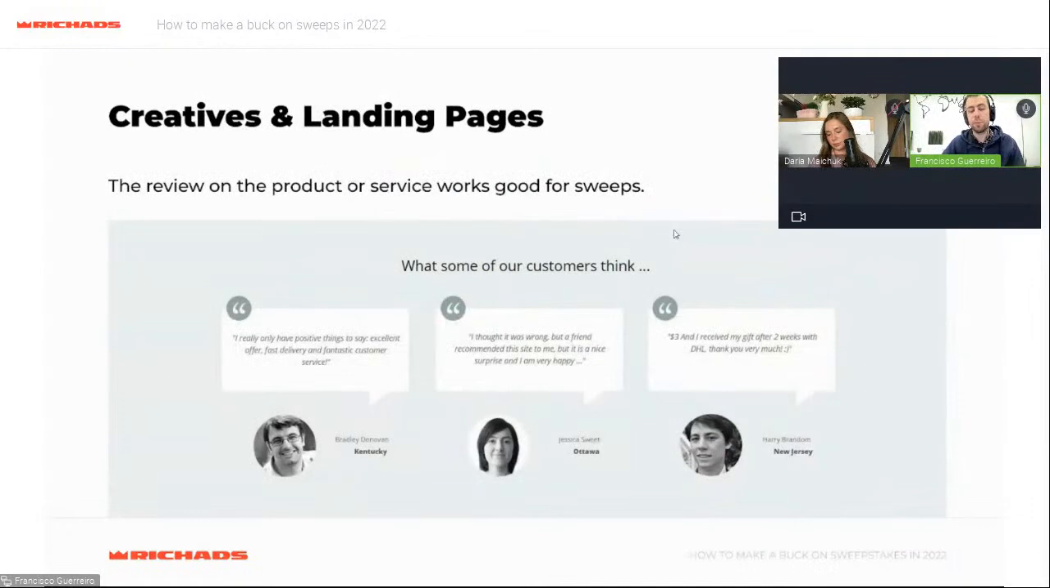And finally, testimonials is also something that you can put at the end of your landing page, to give some credibility, some reviews, some credibility to your landing page.